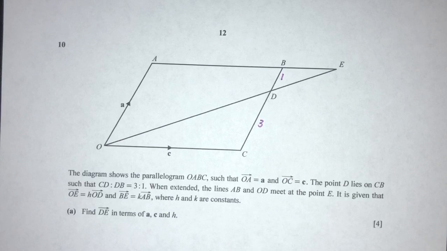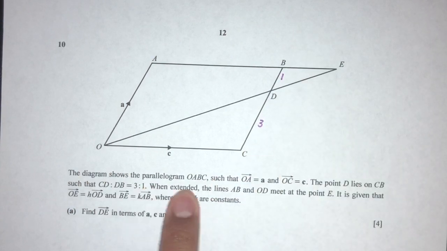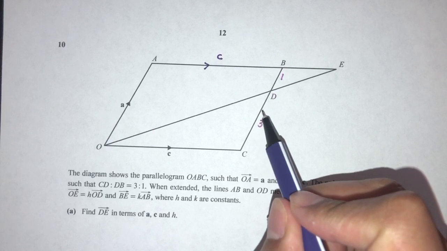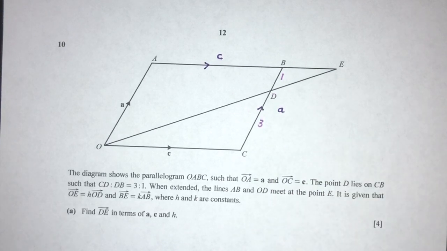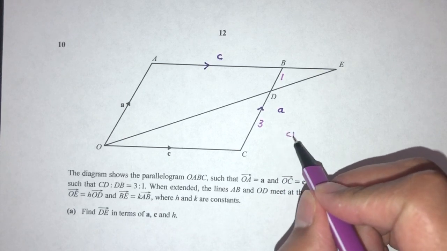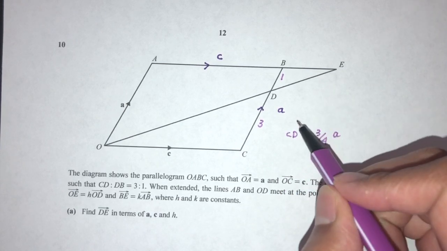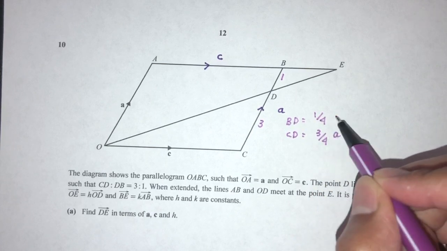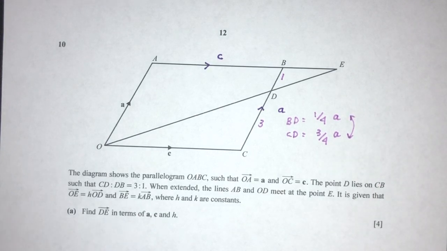Great. Now something we can derive right away is that because we know that OABC is a parallelogram, we understand that AB is also C, and CB has to be A as well. Which means CD has to be 3/4 A, and BD will have to be 1/4 A. So this can be derived from the given information.